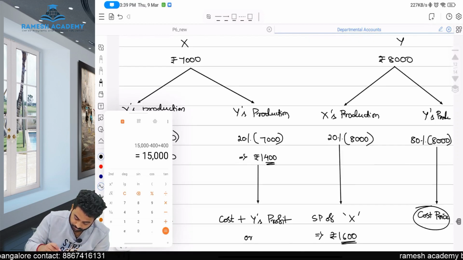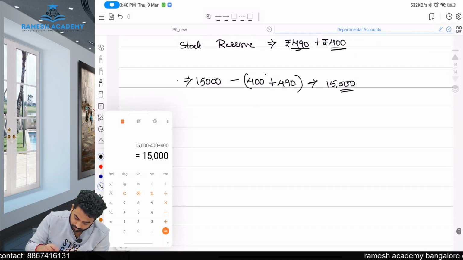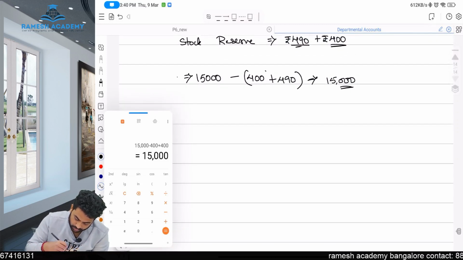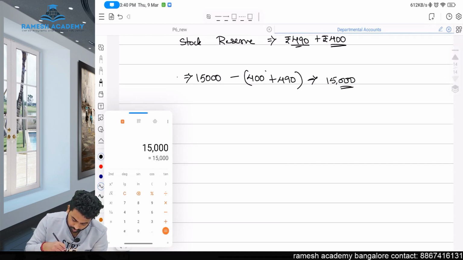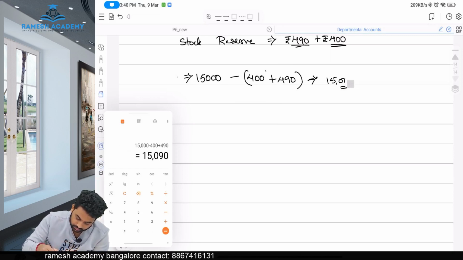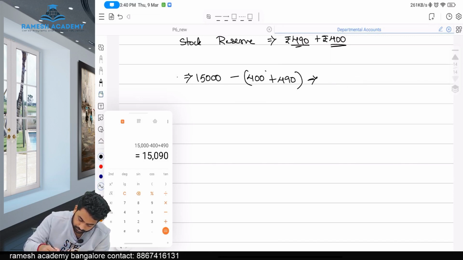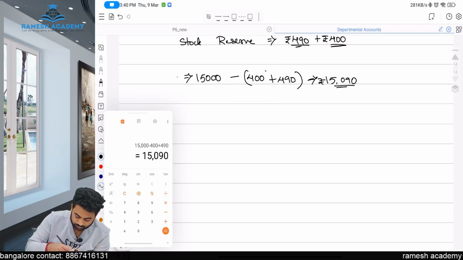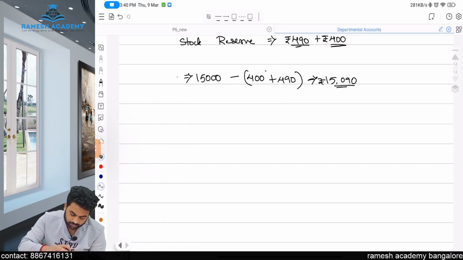$15,000. Oh, I just added 15,000 minus 400 plus 490. $15,090 it is. That's it.